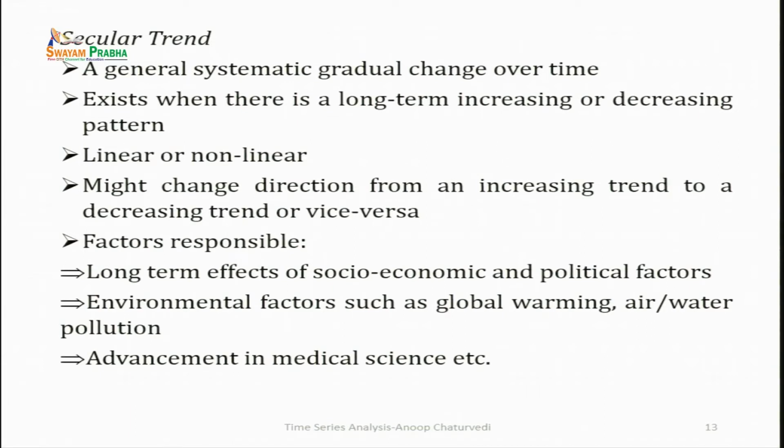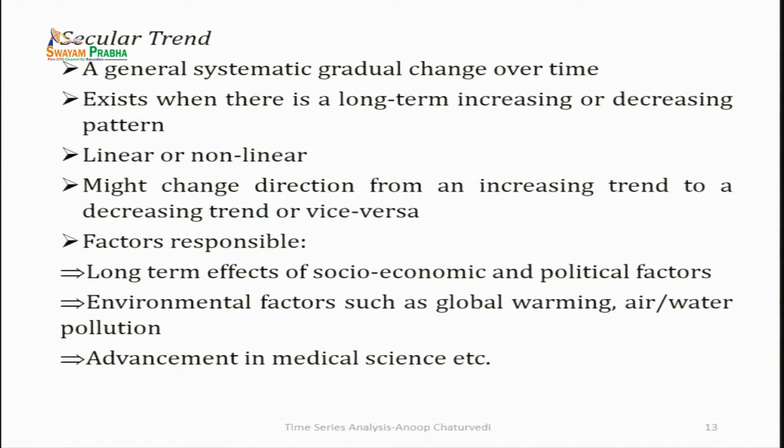So, again the secular trend is a general systematic gradual change over time. It is a long term movement. So, trend exists when there is a long term increasing or decreasing pattern. If the data in the long run has a pattern or tendency to increase or decrease, then we say that the data has a trend, long term trend. This trend component may be linear or non-linear.